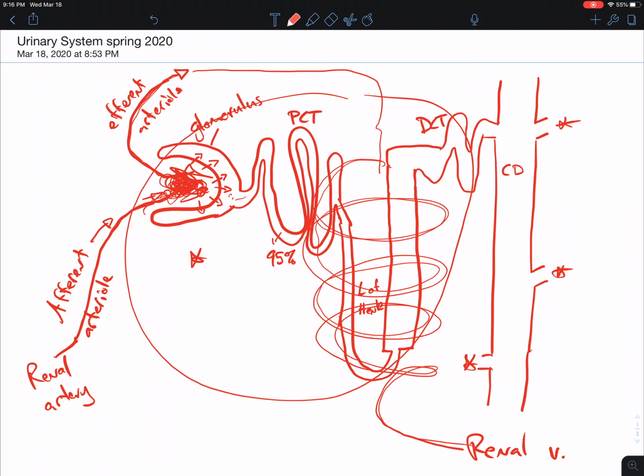95% of that stuff is going to end up back in the blood supply by leaving and going into the interstitial fluid. So we could call this the interstitial space. And from the interstitial space, we're going to go back into these paratubular capillaries, where we head to the renal vein and back into the circulatory system.